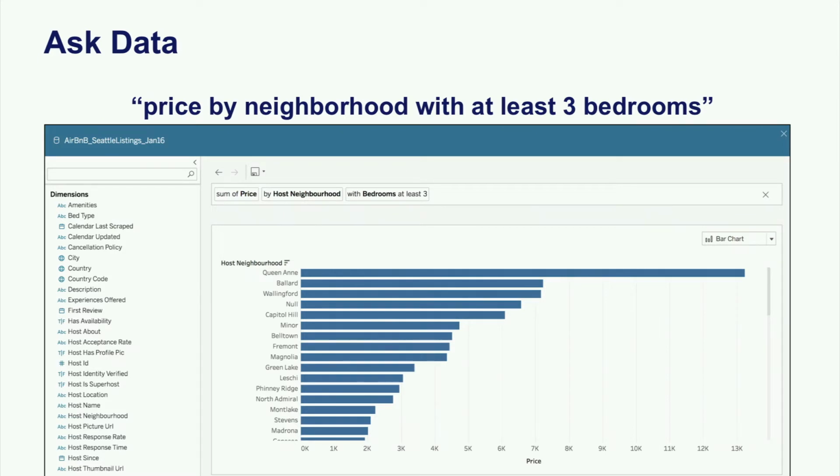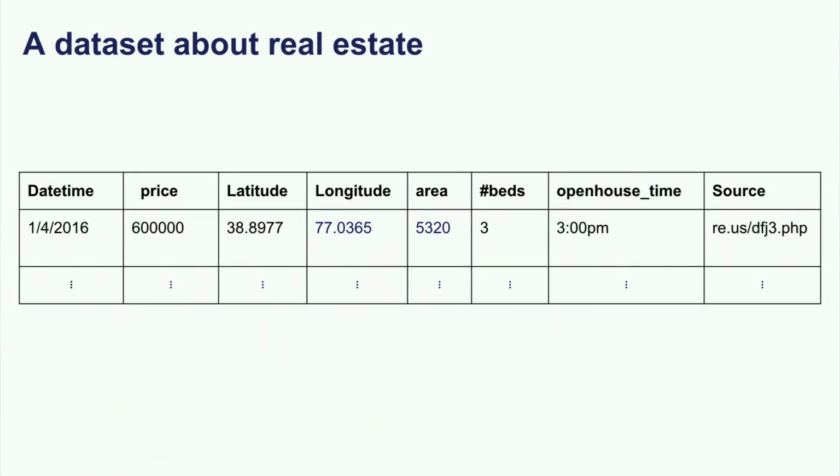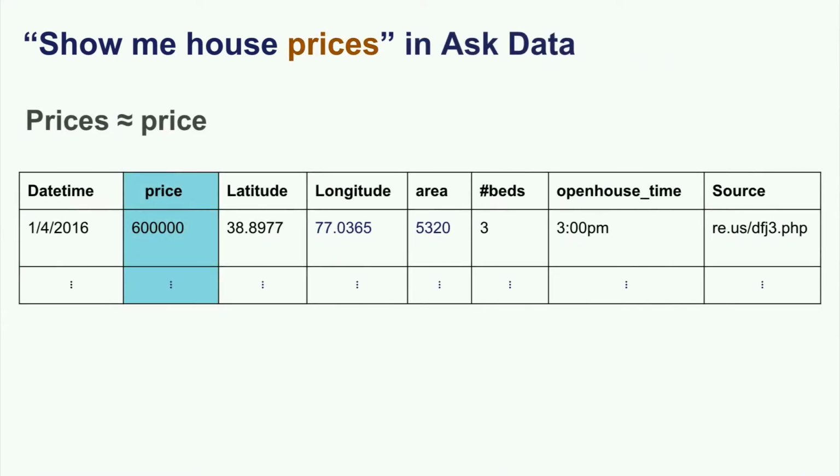And kind of walking you through some of the pieces of where semantics has been built into Ask Data and some of the stuff that we're looking at beyond that, let's start with this data set of real estate. It has a bunch of attributes from price to number of bedrooms, square footage area, and so forth. And in Ask Data right now, I can ask, show me house prices. And even though prices is not exactly found in the data source, the system can do a fuzzy match between prices and price. So that's something we already support.